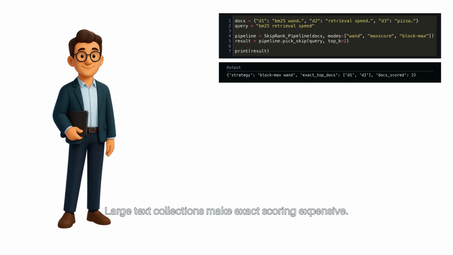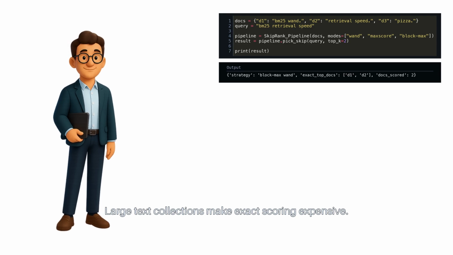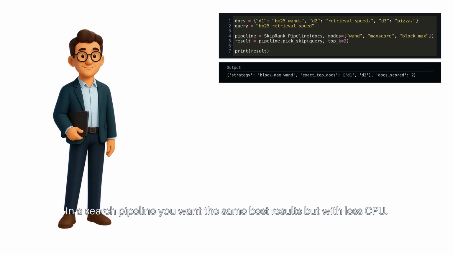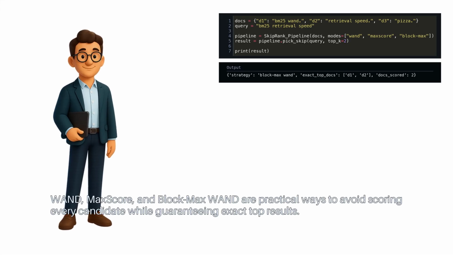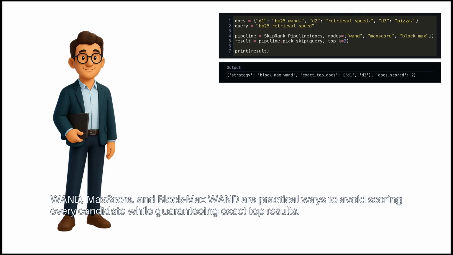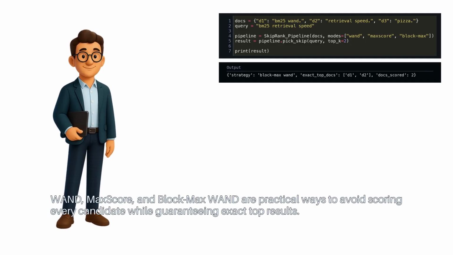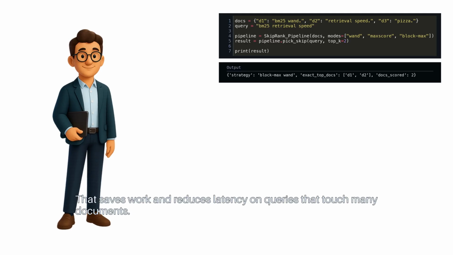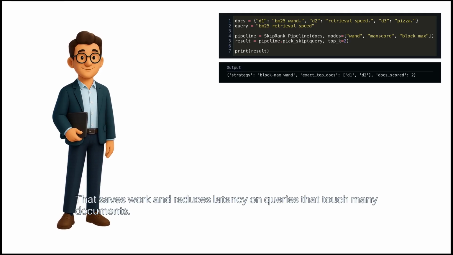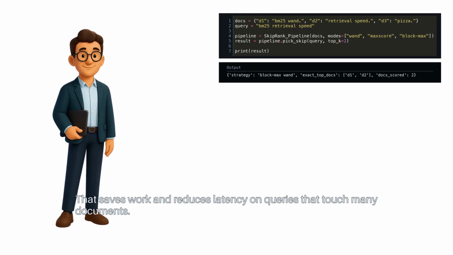Large text collections make exact scoring expensive. In a search pipeline, you want the same best results, but with less CPU. WAND, MaxScore, and Block-Max WAND are practical ways to avoid scoring every candidate while guaranteeing exact top results. They are about proving a document cannot enter the top list, then skipping it. That saves work and reduces latency on queries that touch many documents.